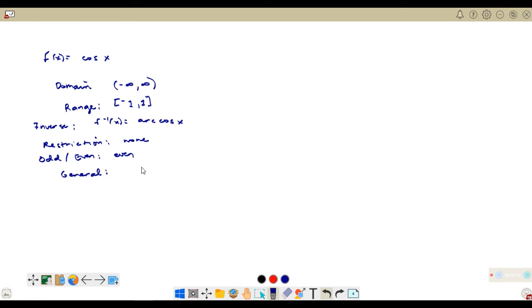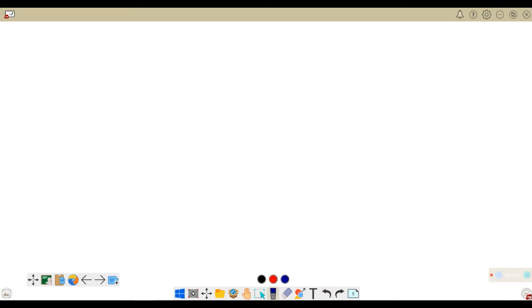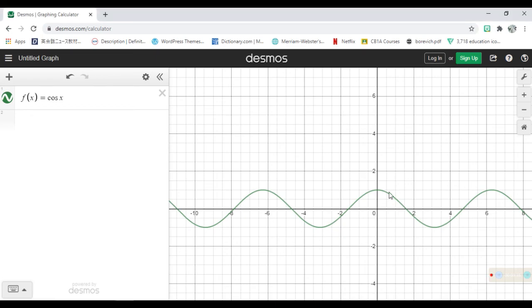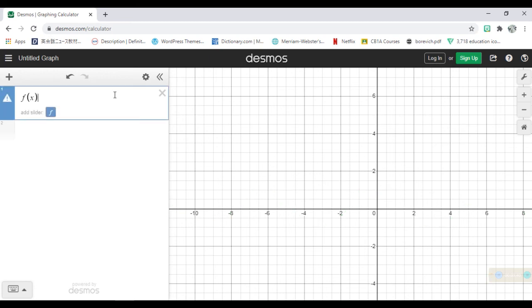Now, let's discuss the general form. What is the general form of the cosine function? We have f of x is equal to a cosine b x minus h plus k. Alright. And finally, let's look at the tangent function. So we have f of x is equal to tangent x. Interesting ito kasi we have some restrictions kasi it is asymptotic on some points.